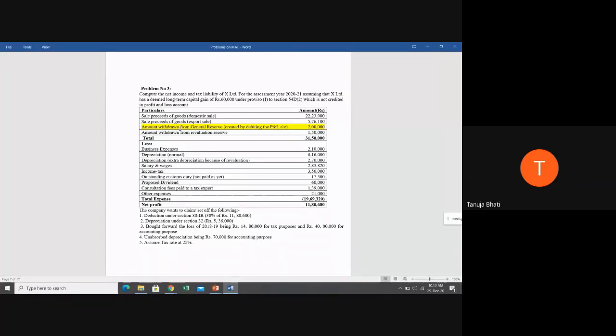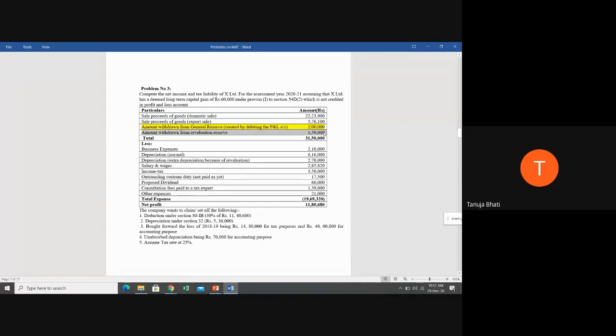Next, amount withdrawn from revaluation reserve. Now, amount withdrawn from revaluation reserve is deducted to the extent that it does not exceed extra depreciation because of revaluation. See, this amount should not exceed the depreciation on the revaluation of assets. It is not exceeding, since extra depreciation because of revaluation is 2,70,000, whereas the amount withdrawn from revaluation reserve is 1,50,000.